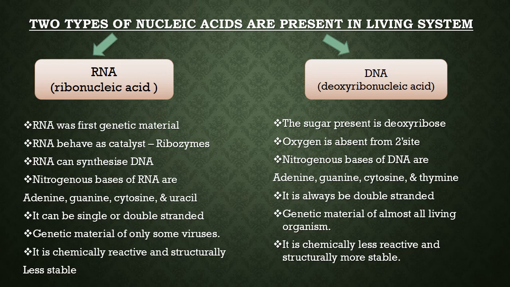Now, let's talk about DNA. The sugar present in DNA is deoxyribose. In DNA, oxygen is absent from 2' on the pentose sugar, that is why it is called deoxyribose. Nitrogenous bases of DNA are adenine, guanine, cytosine and thymine. It is always double-stranded. It is the genetic material of almost all living organisms. DNA is chemically less reactive and structurally more stable.